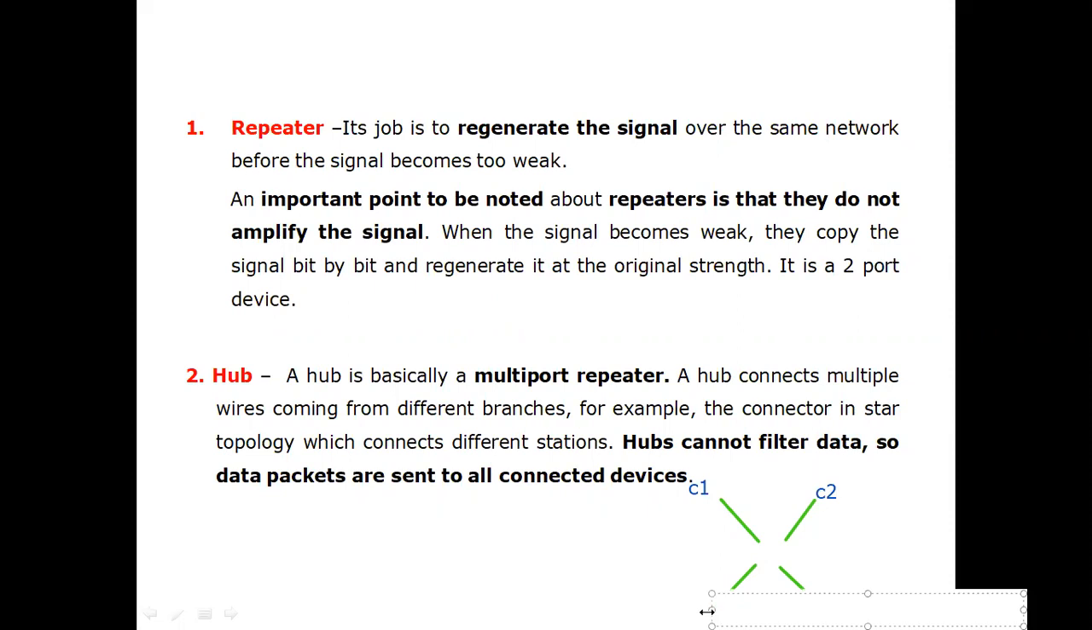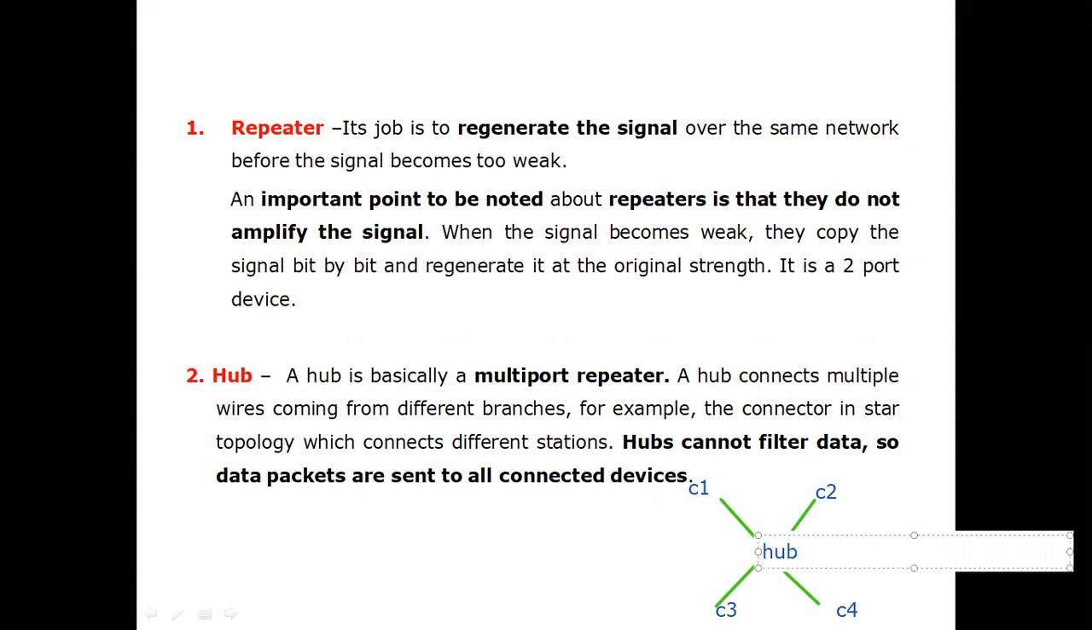Here it is a C3. And here it is a C4. So all these computers are connected together, and in the central part, there is a hub. So what is this? Hub is the central part, and many wires are coming from the different branches. So what is this hub? Hub takes the multiple wires in between.